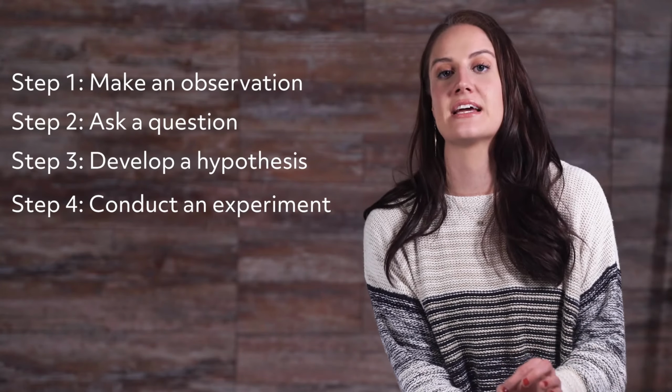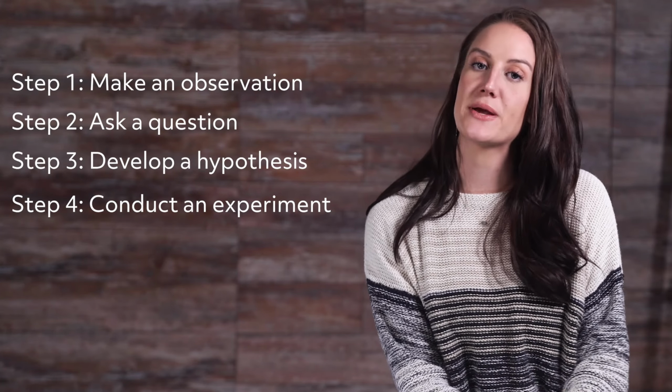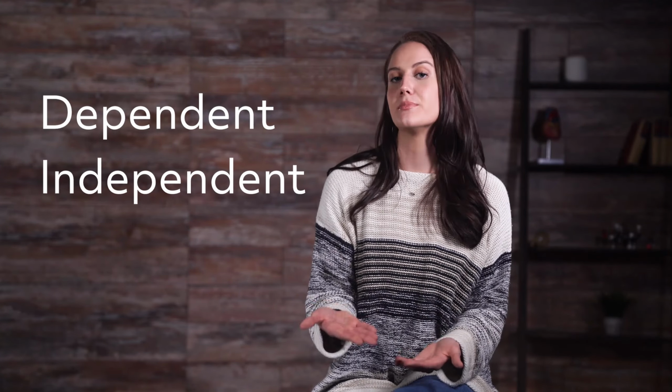The fourth step in the scientific method is to conduct an experiment. This is the step where you test your hypothesis. When testing your hypothesis, the experiment must be controlled. You must control every single variable so that you are able to study a single variable. This is where the terms dependent and independent variables come into play.